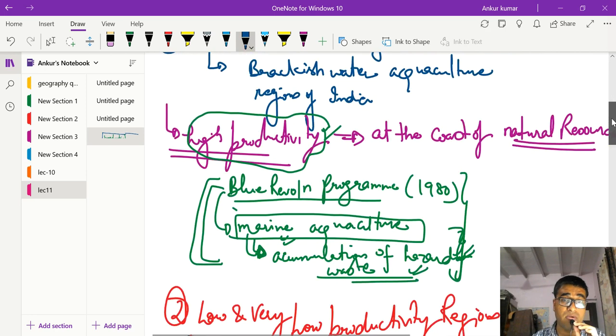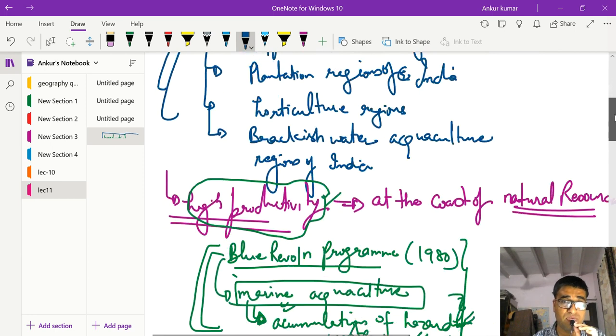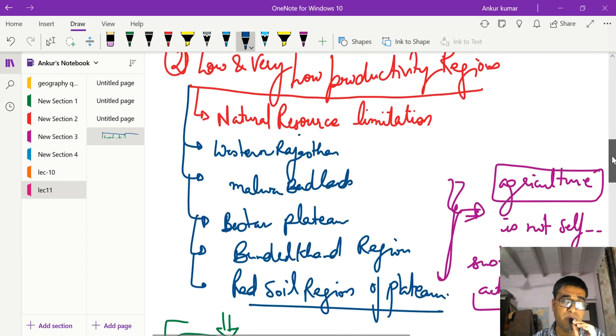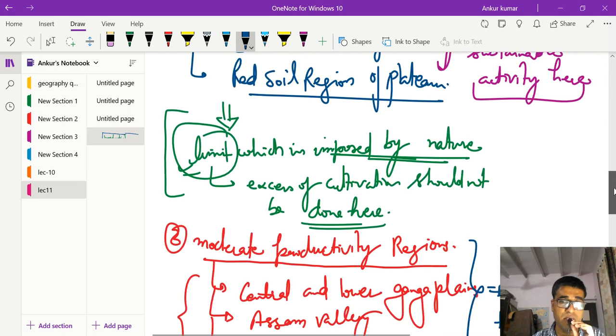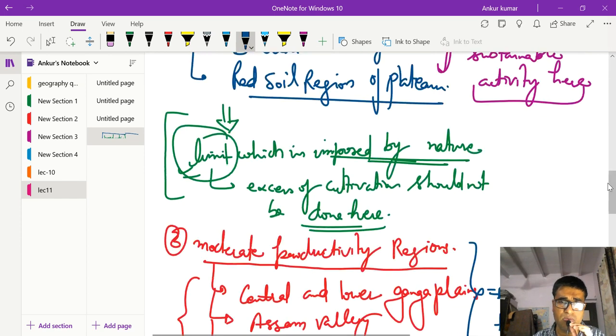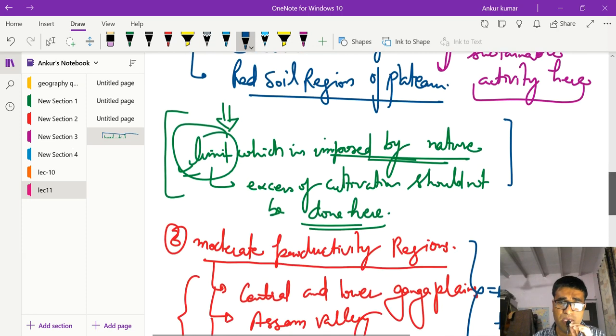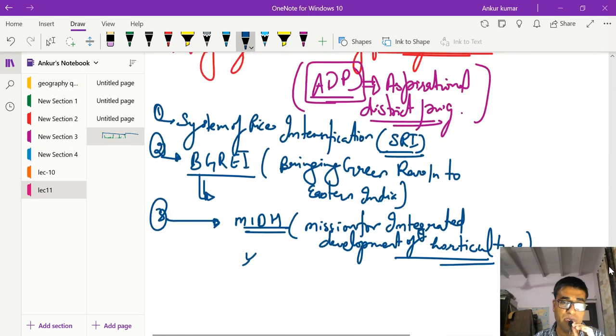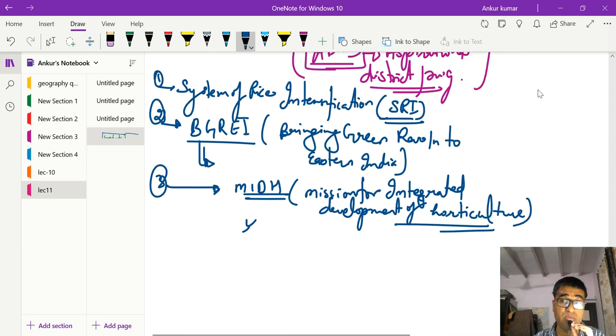Then, what is the consequence of this? How was this agriculture productivity achieved? Then low agriculture productivity regions, and the limitations of the natural resources, so that was also seen here. And then the moderate productivity region and their potential, why they must be developed, and what schemes the government can adopt.